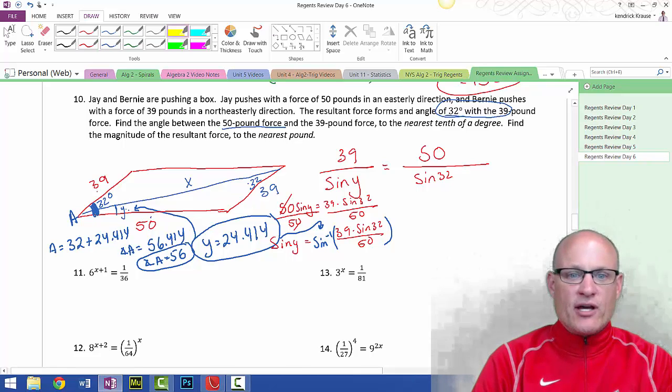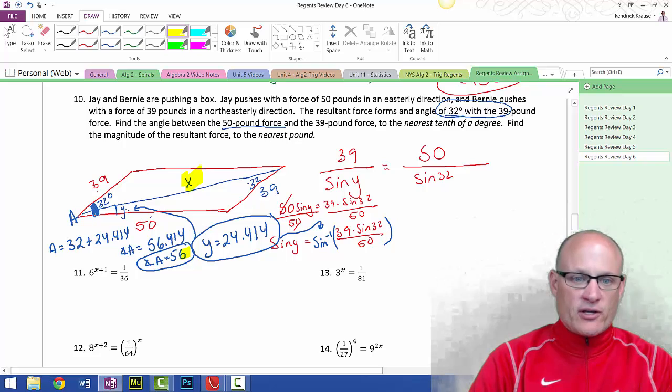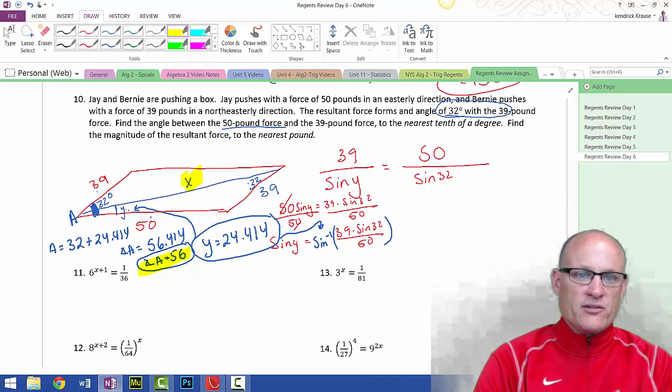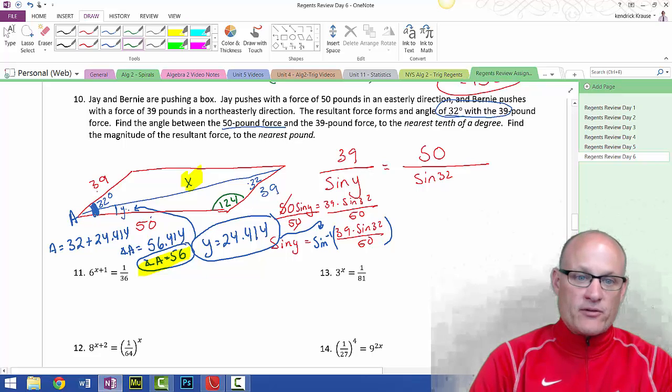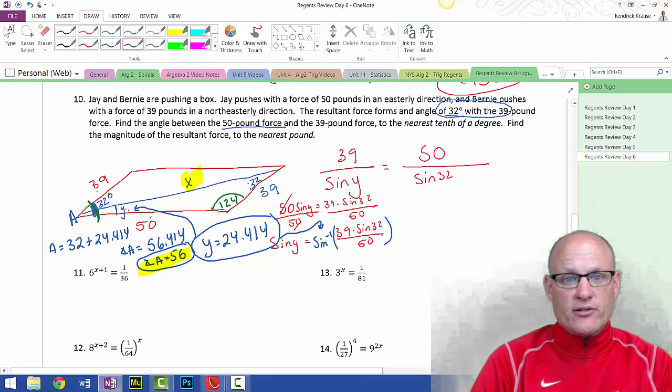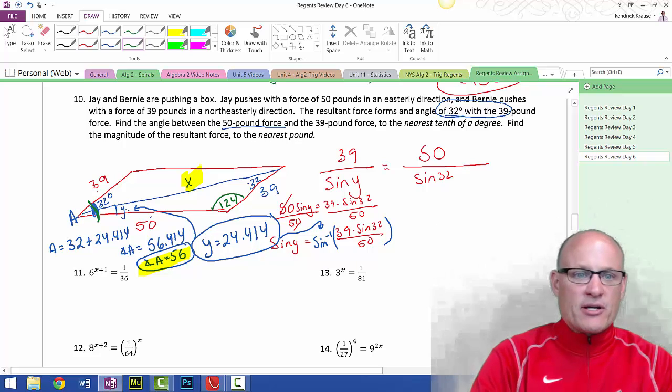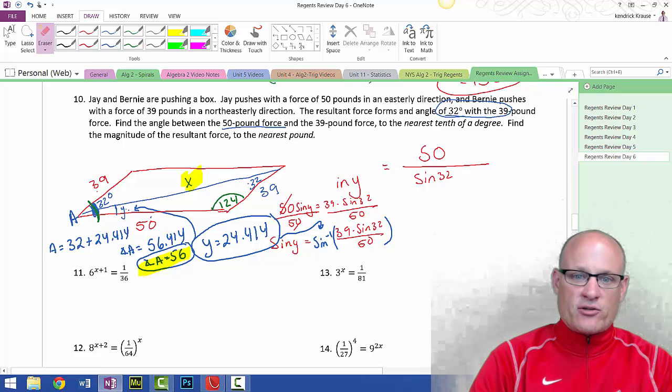So now it wants to find the magnitude of the resultant force. Well, I'm going to use this 56 now. Because if that's 56, then this has to be 124, because this plus this have to add up to 180 degrees. So now I'm going to erase, kids, just so you can see, because I know it's a mess.